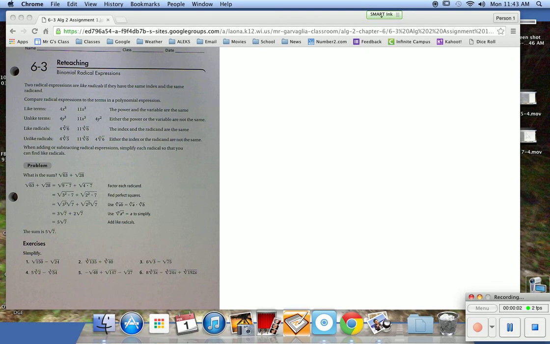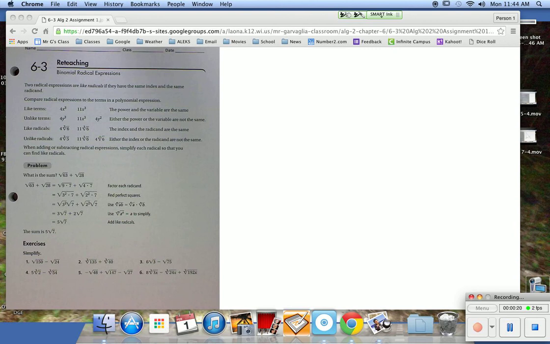Chapter 6, Section 3. We've been working with radicals lately, multiplying radicals, dividing radicals. Now we're going to learn how to add radicals.